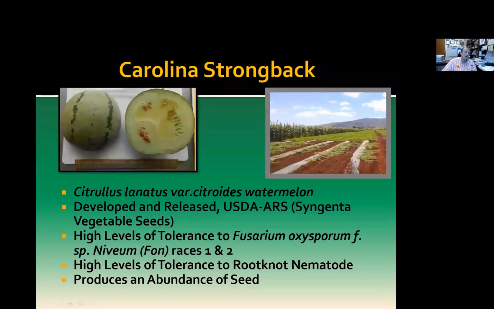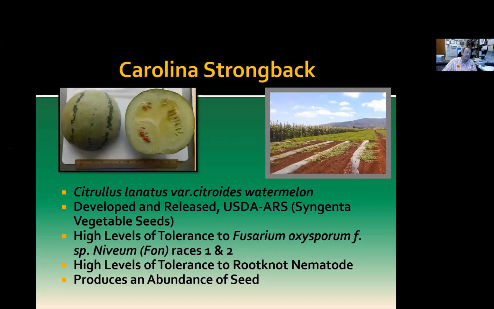One thing that we're proud of, and I'll just briefly mention, is that we've developed the first ever rootstock in the US, and we're calling it Carolina Strongback. It's a Citroides cross. It's a wild watermelon rootstock. And the reason I'm showing you this is this just happens to be where we've tested it in Hawaii, where they have both root knot nematode and fusarium.